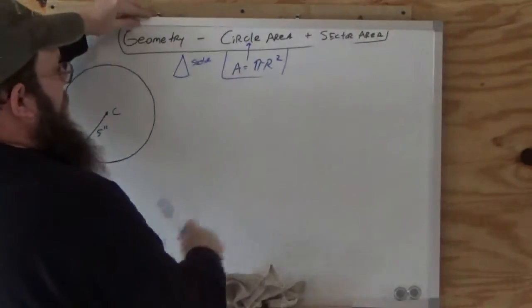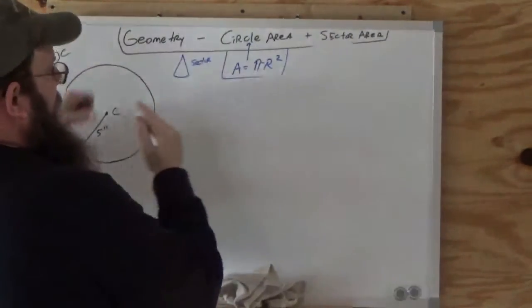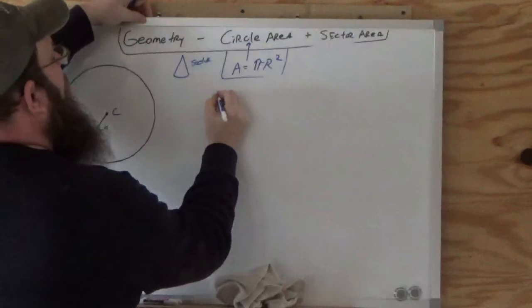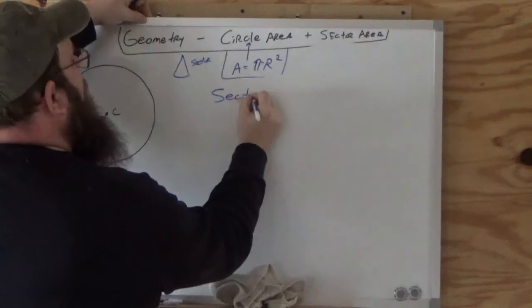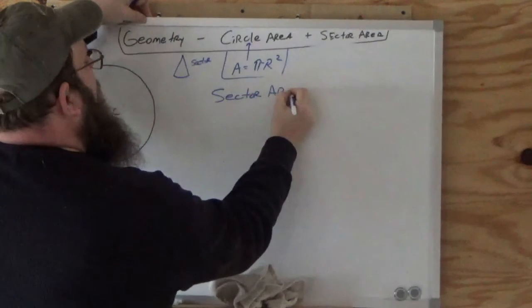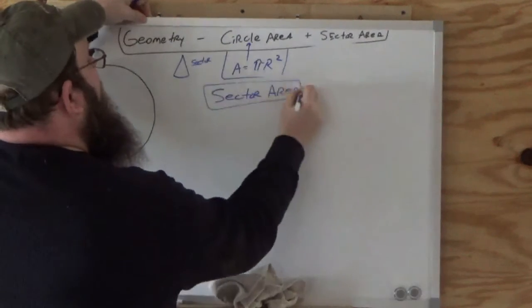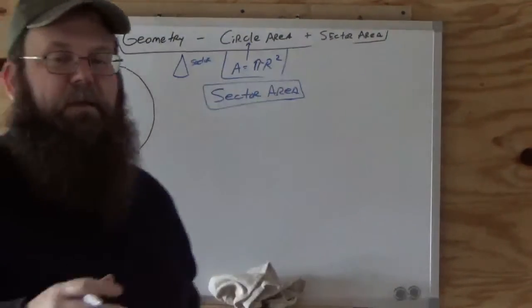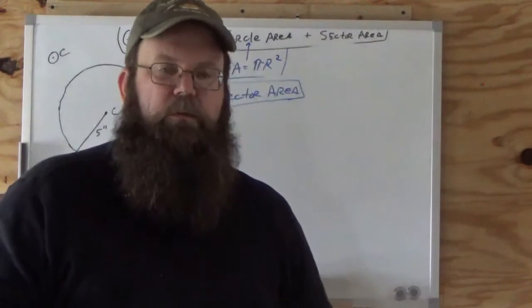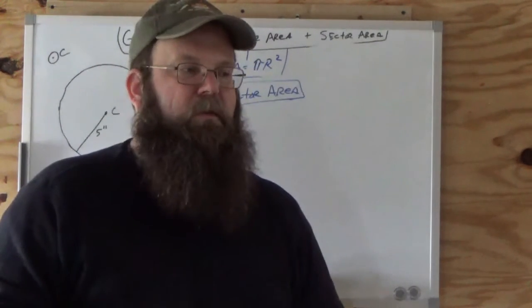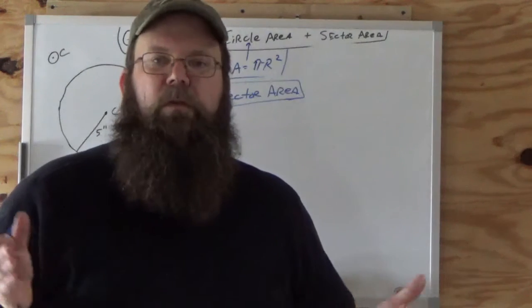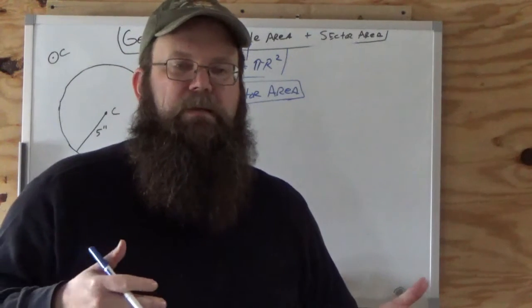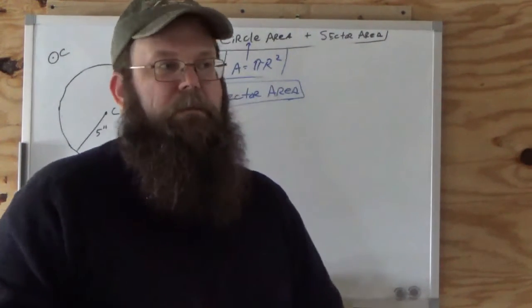And now let's talk about sector area. Okay, sector area. If you followed the arc length lesson, the last video in this 3-part series, this is no different, except we have pi r squared instead of pi times d.